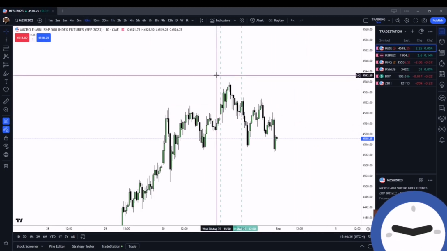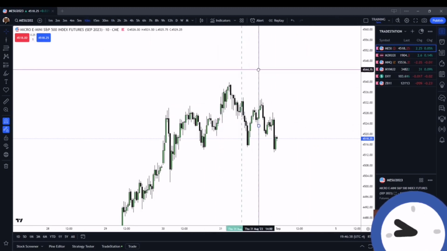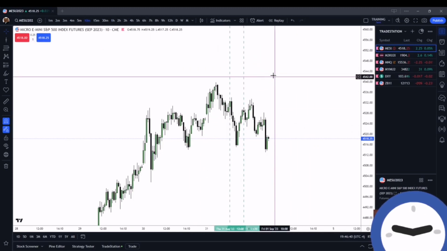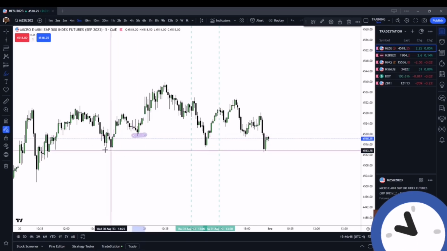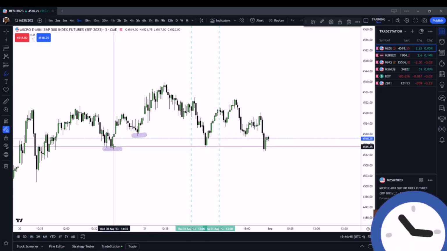Let's talk about the lunch session, so from 1200 to 1330. And guys, we can see that the lunch session basically traded down and targeted this sell side liquidity, and we drew down into this sell side liquidity but didn't quite take it out during the lunch session.